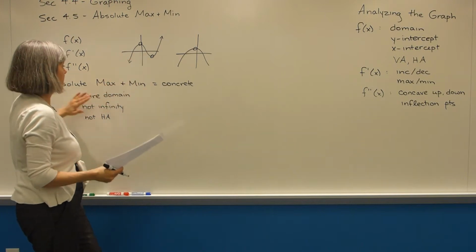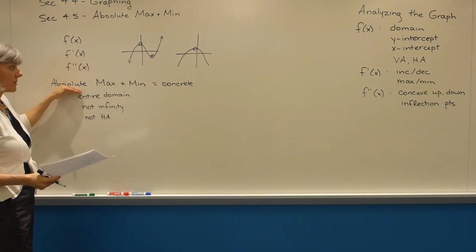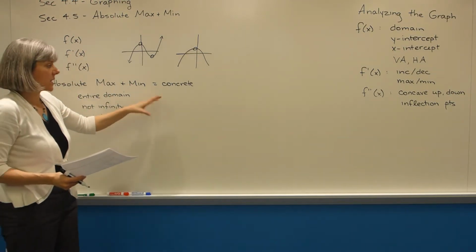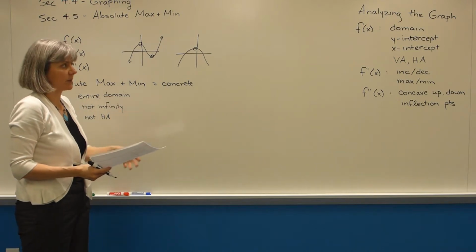So how do we find these absolute max? Local max and min come from the derivative. Absolute max and min come from the graph, with the caveat that next time we're going to look at what happens when we restrict the interval. So it's not the entire domain.